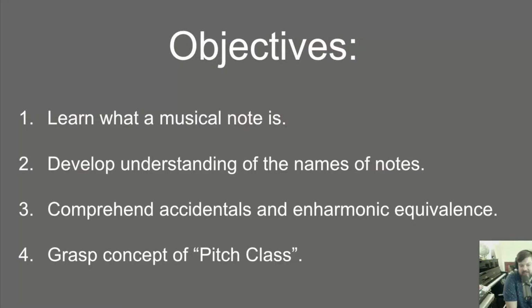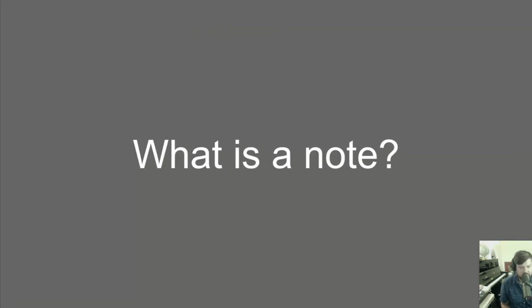All right. So our objectives today are to learn what a musical note is, which might seem super basic. It is, but also we're going to go pretty deep. Sort of deep. Then number 2, develop understanding of the names of notes, how we call these things in Western music. Number 3, comprehend accidentals and enharmonic equivalence. What? Yeah, you're going to learn. And number 4, grasp concept of pitch class. All right, diving right in.